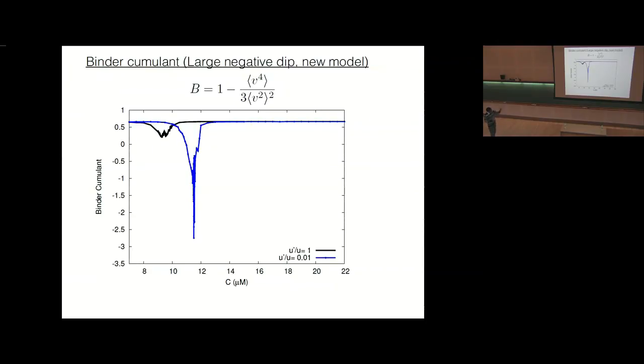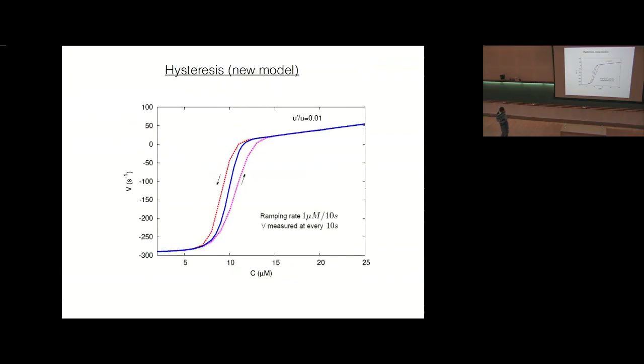And we have checked that this actually sharpens with system size. The data is not very good, so I haven't shown it. But you see hysteresis also. As you ramp up the concentration at a particular rate, it goes up and then comes down along a different path. So having seen all of this in kinetic Monte Carlo, we also wanted to see it analytically.